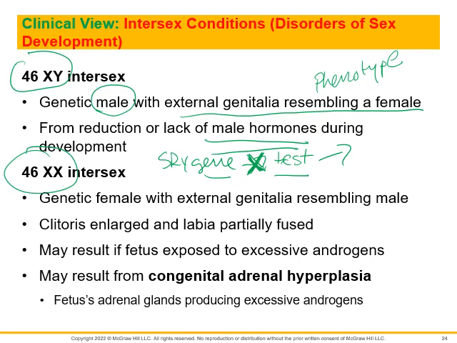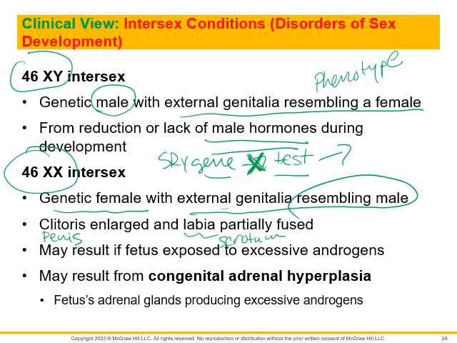For 46 XX intersex, these are genetic females, but their external genitalia resembles a male. So the clitoris can be enlarged. The clitoris and the penis are one of those homologous structures. They're made of the same material. Labia and scrotum, same base plan to create either one of those.